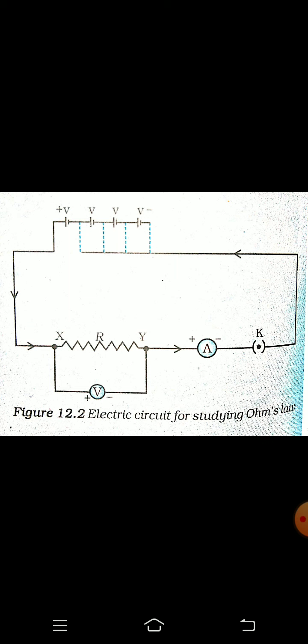We also have an ammeter. Now you can see in the circuit the ammeter is connected in series. Remember to always connect the ammeter in series. Then we have a voltmeter, which is V. Then we have 4 cells. You can see on the upper side, the top side, there are 4 cells. That means it is a battery of 4 cells.